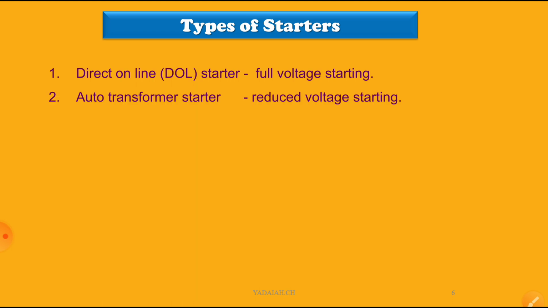And in the case of the auto transformer starter, we are going to reduce the voltage to the motor at starting. And in the third case, we are going to use a star delta starter. So it is also reduced voltage. How is it possible? Simply by connections, automatic connection of star to delta.